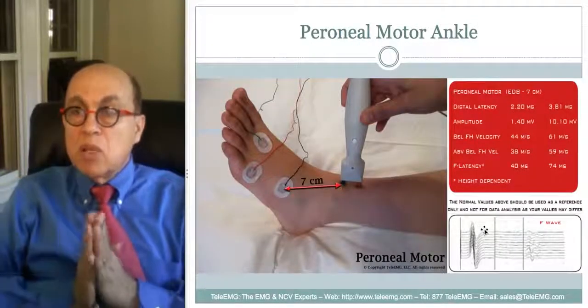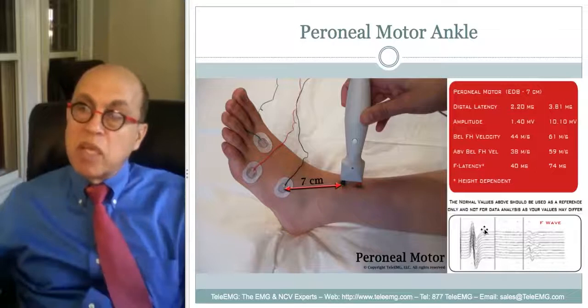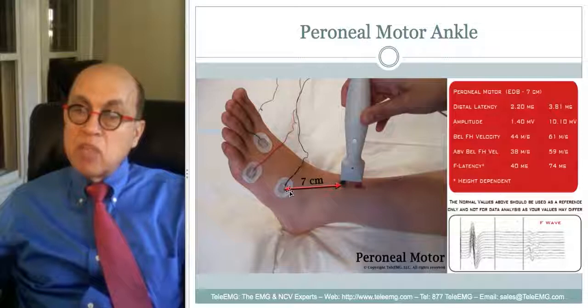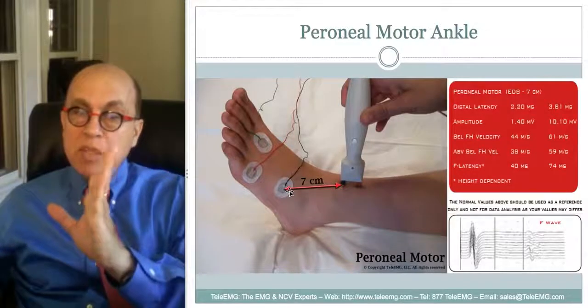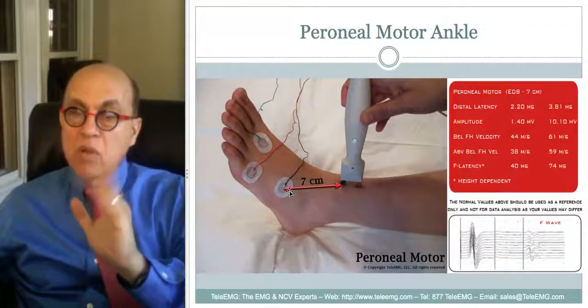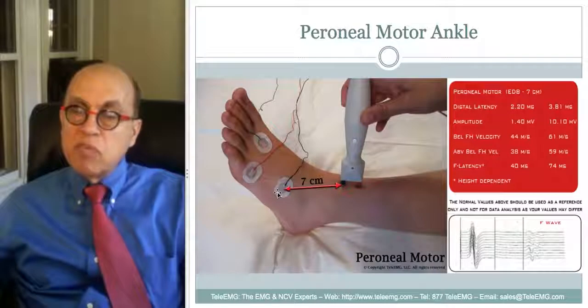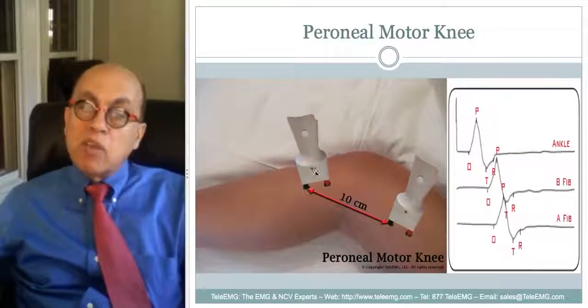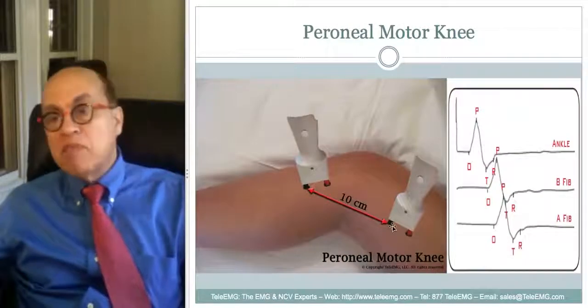Then we start studying motor nerves in the lower extremity, and the first motor nerve that we study, as I was telling you, is the peroneal nerve that we stimulate at the ankle. We stimulate the peroneal right here in front of the ankle bone, and we record from the extensor digitorum brevis muscle. That's the muscle that brings the toes upwards, okay? And it's in this area of the foot. So that's where we put the black active electrode, and we put the reference electrode rather, below it, and you see the ground here.